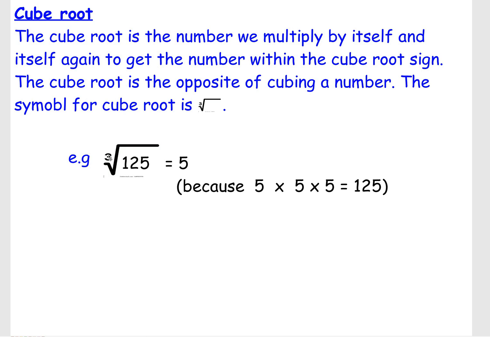So for example, the cube root of 125 equals 5, because 5 times 5 times 5 equals 125. 5 is the number we multiply by itself and itself again to get the value within the cube root sign. It doesn't mean divide by 3. It's what number do we times by itself and itself again to get this 125.